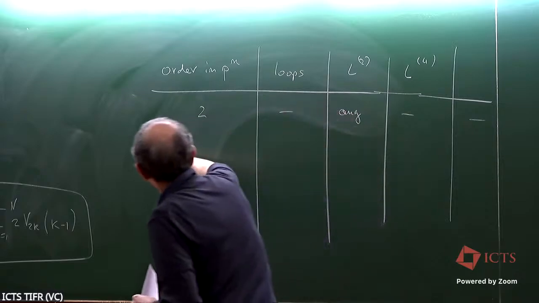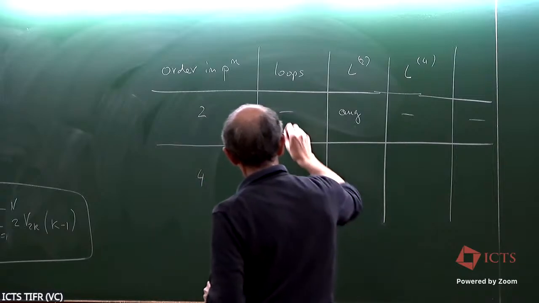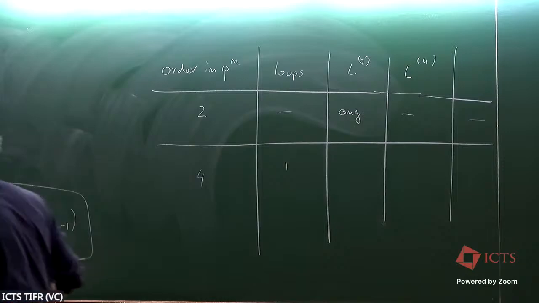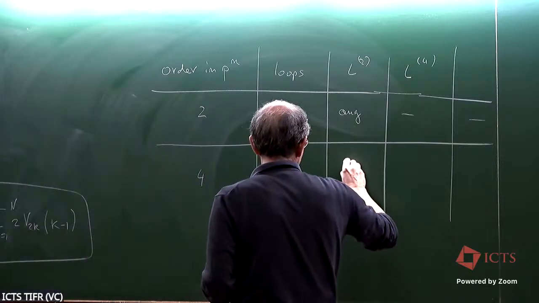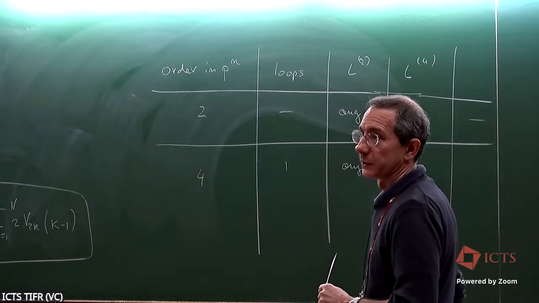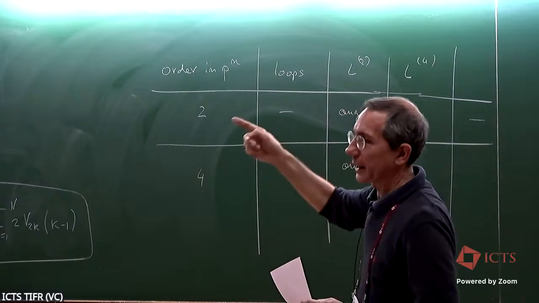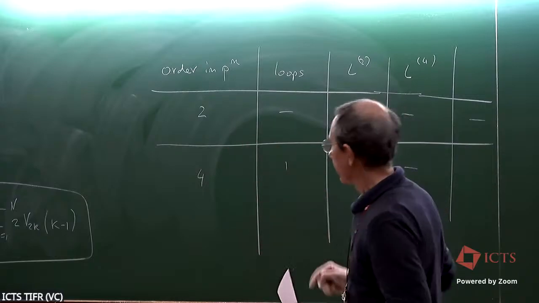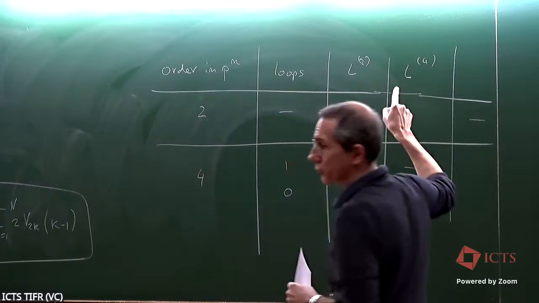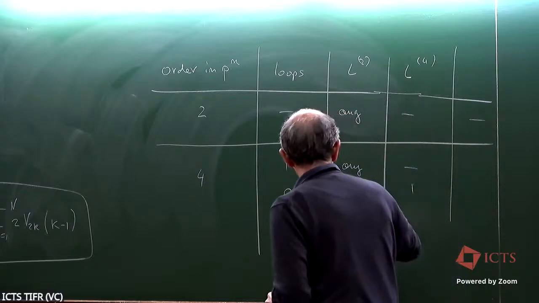Easy. Then when we go to order p to the 4th, on the other hand, if I put one loop, I'm already saturating this, which means I still can put any of this, but then I cannot put the counterterm. So the counterterm, which again you would expect, I cannot put the counterterm and the loop at the same order. On the other hand, if I don't put a loop, then I put one insertion of L4, and this will be at the same order and will cure my divergence. Okay. And again, this is any.